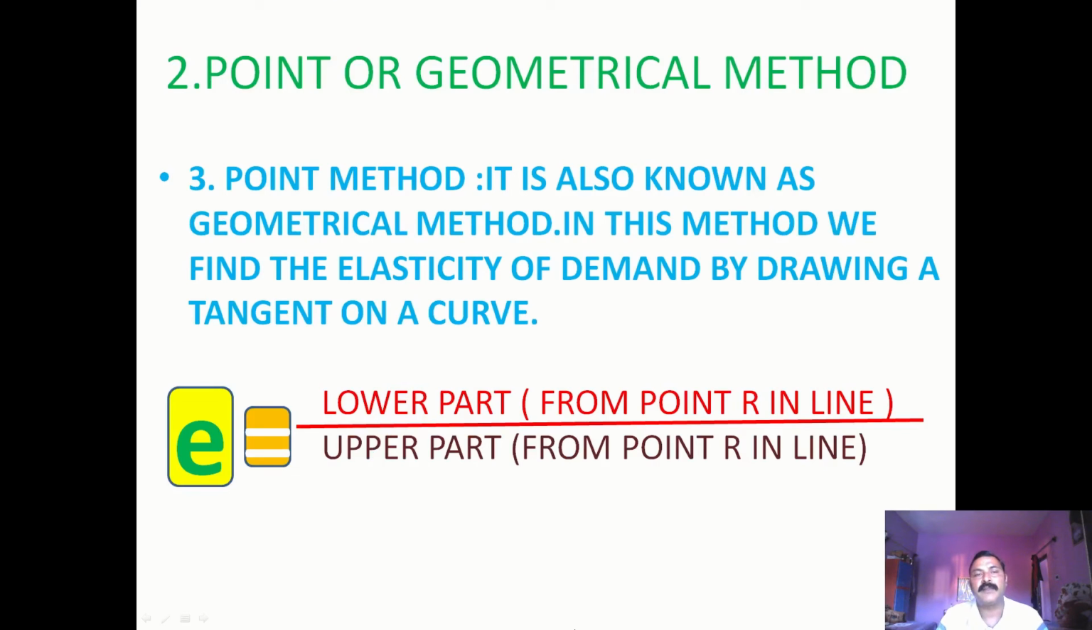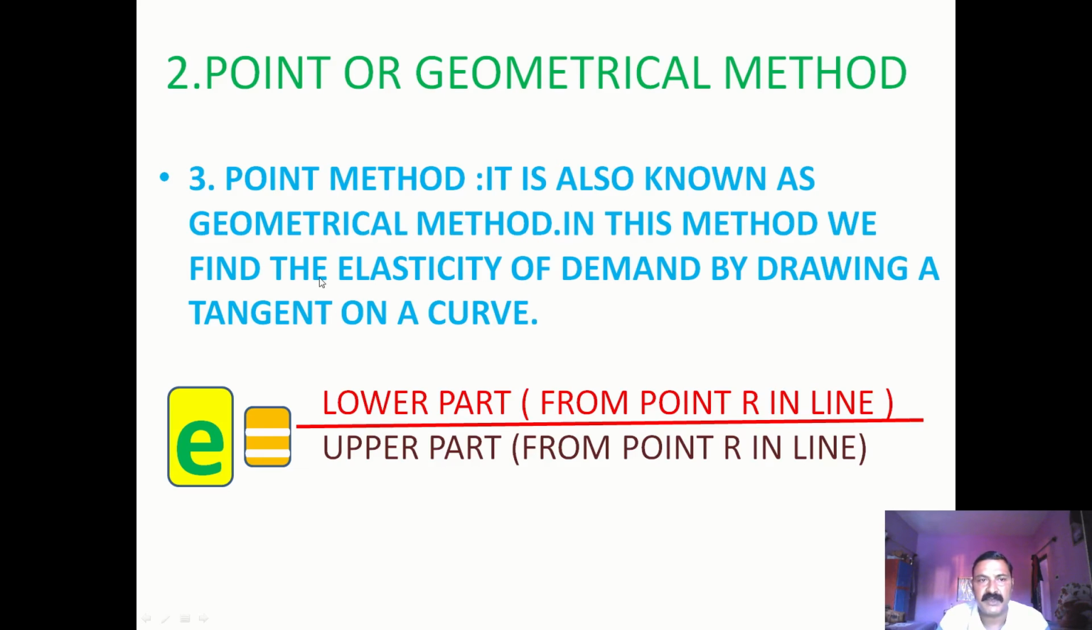Now we will also take the second method of finding the elasticity of supply. It is the point or geometrical method. How will we find the value of elasticity of supply? It is by the point or geometrical method. It is easier than the proportional method, and we find the elasticity by a very simple method. How do we define it? Point method. It is also known as the geometrical method.